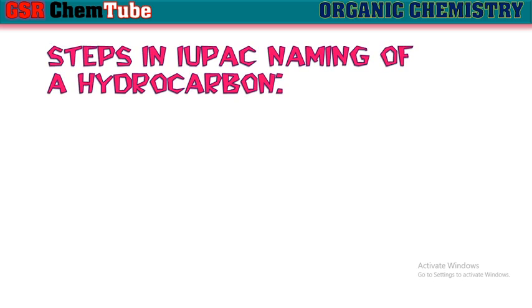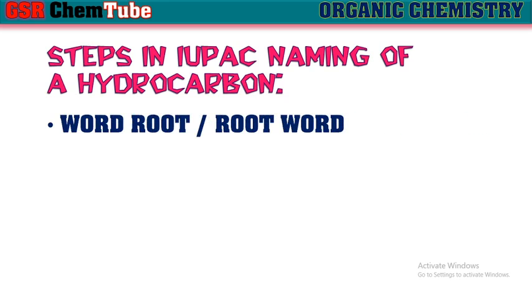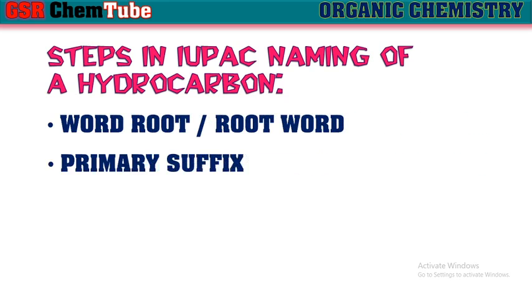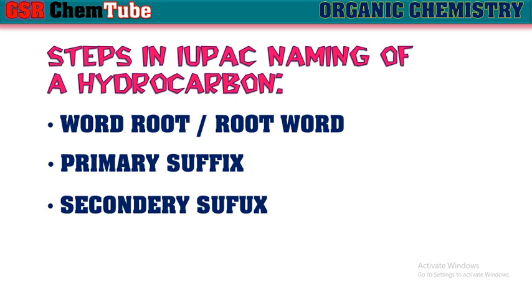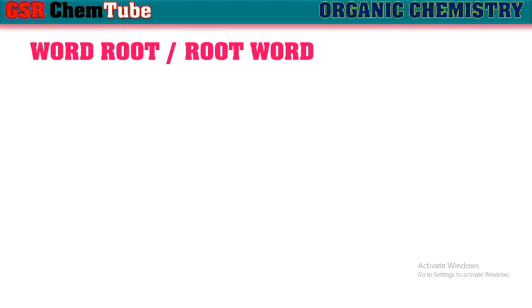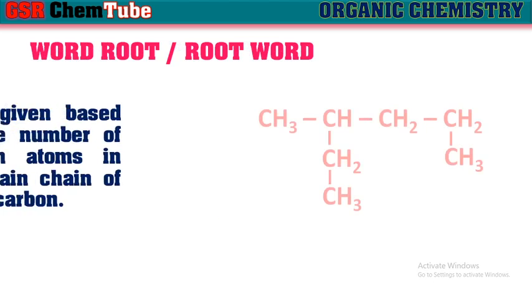In the IUPAC naming of any hydrocarbon, we follow some simple steps. There are four steps. They are word root or root word, primary suffix, secondary suffix, and prefix or prefixes. Let us see these steps one by one. First among them is word root or root word.